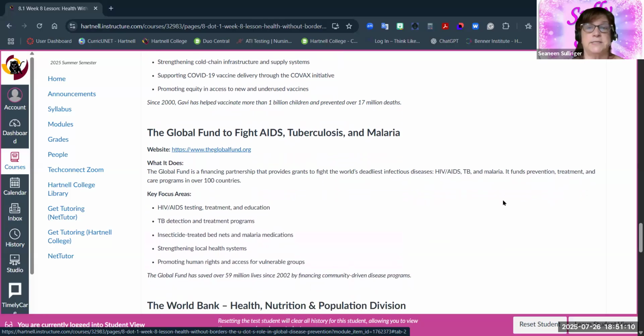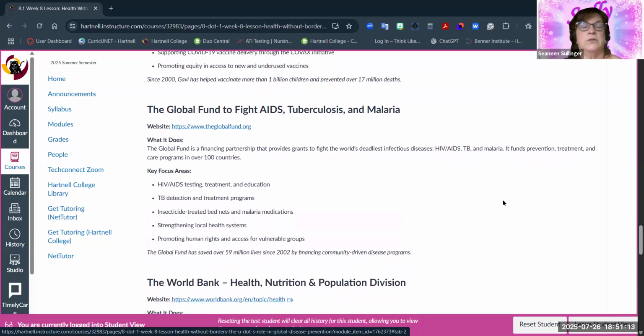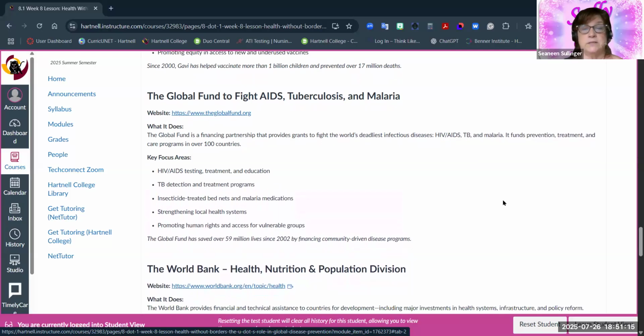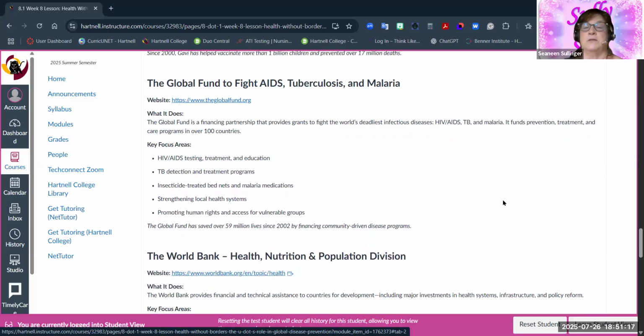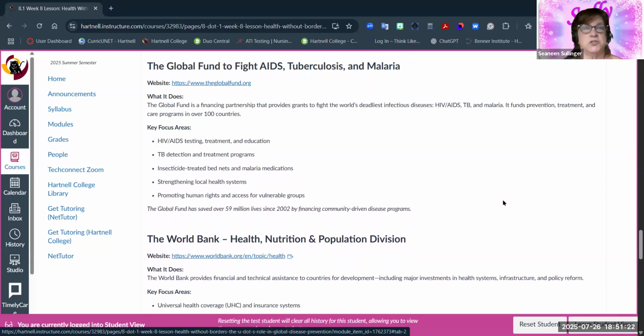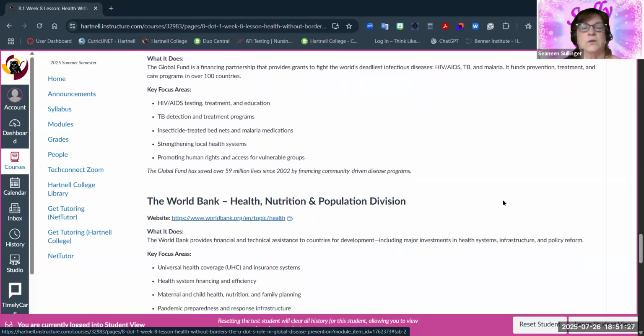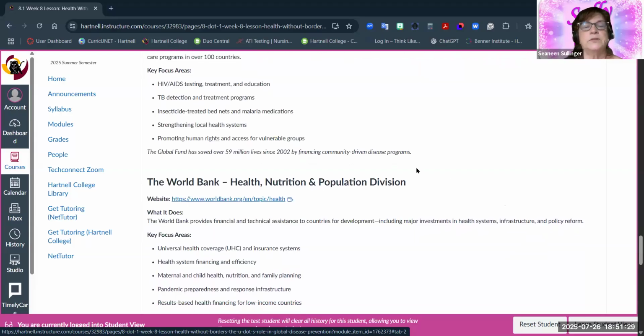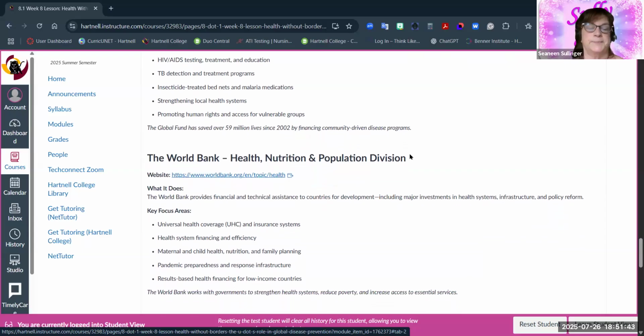Global Fund to fight AIDS, tuberculosis, and malaria. We mentioned that as well. So it provides grants to fight infections, specifically HIV, AIDS, tuberculosis, and malaria. Doing the research, prevention, treatment, education, access, all those types of things. So I like that it works by financing community-driven disease programs. I think that's great because that's grassroots. That's really, I think, where the change needs to take place, that's where the people are. So I think that's a great thing.